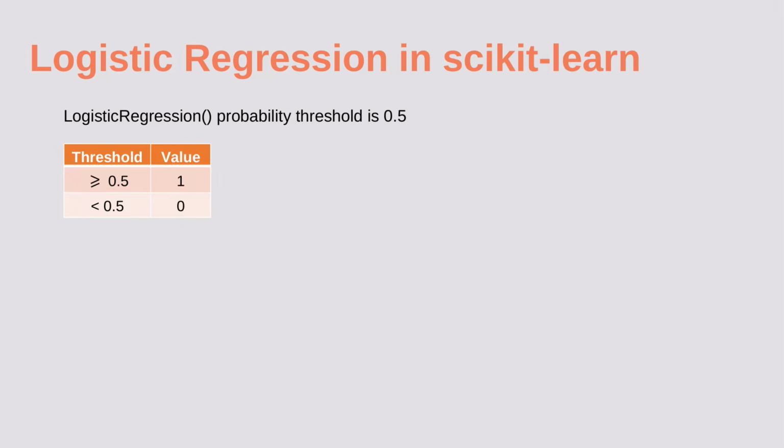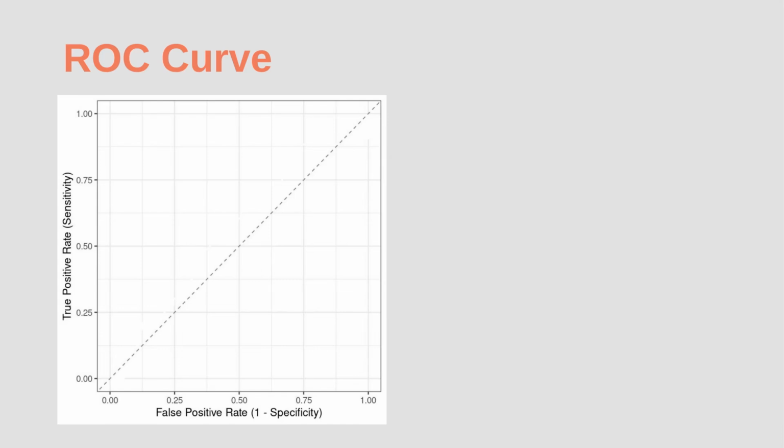By default, logistic regression in scikit-learn uses a probability threshold of 0.5. This means that if the predicted probability is 0.5 or higher, the model classifies the result as 1. Otherwise, it is classified as 0. But this threshold isn't fixed, and changing it can impact the model's behavior. So what happens when we adjust this threshold? To understand, we use something called a receiver operating characteristic or ROC curve. This curve helps us visualize how different thresholds might affect the true positive rate and the false positive rate.